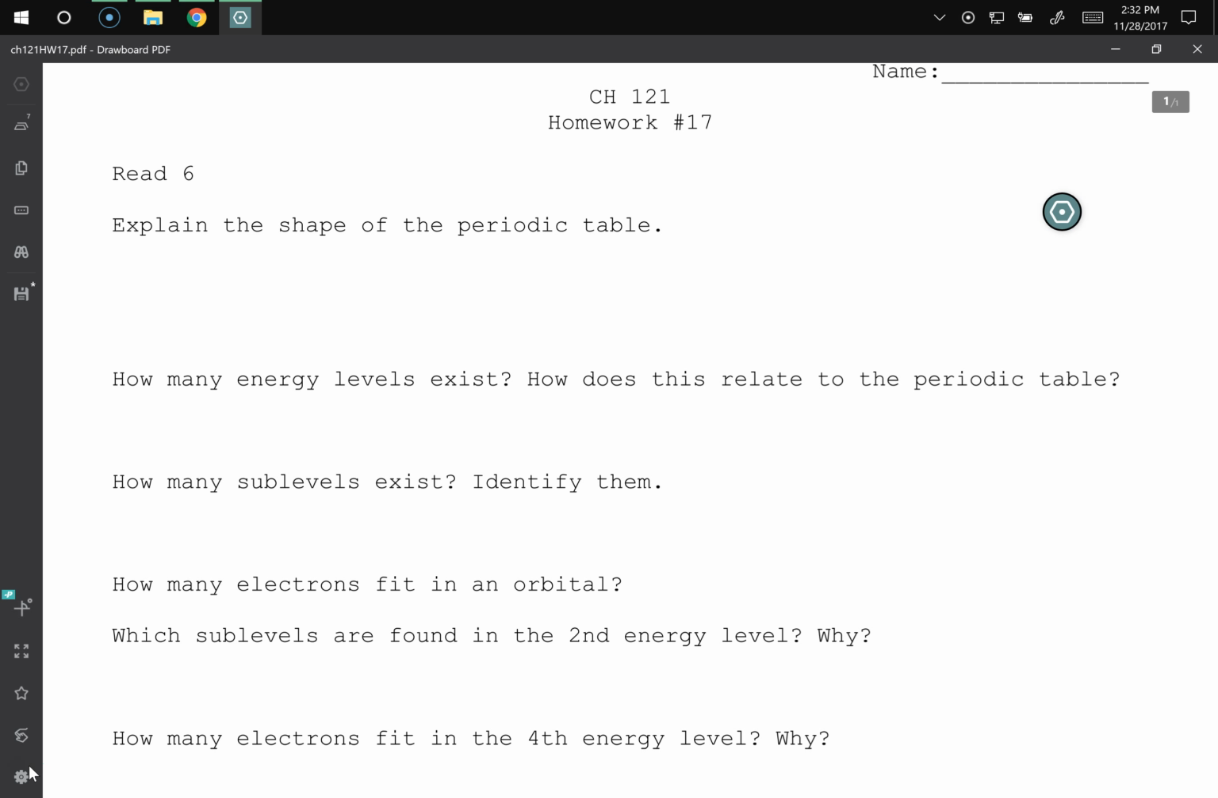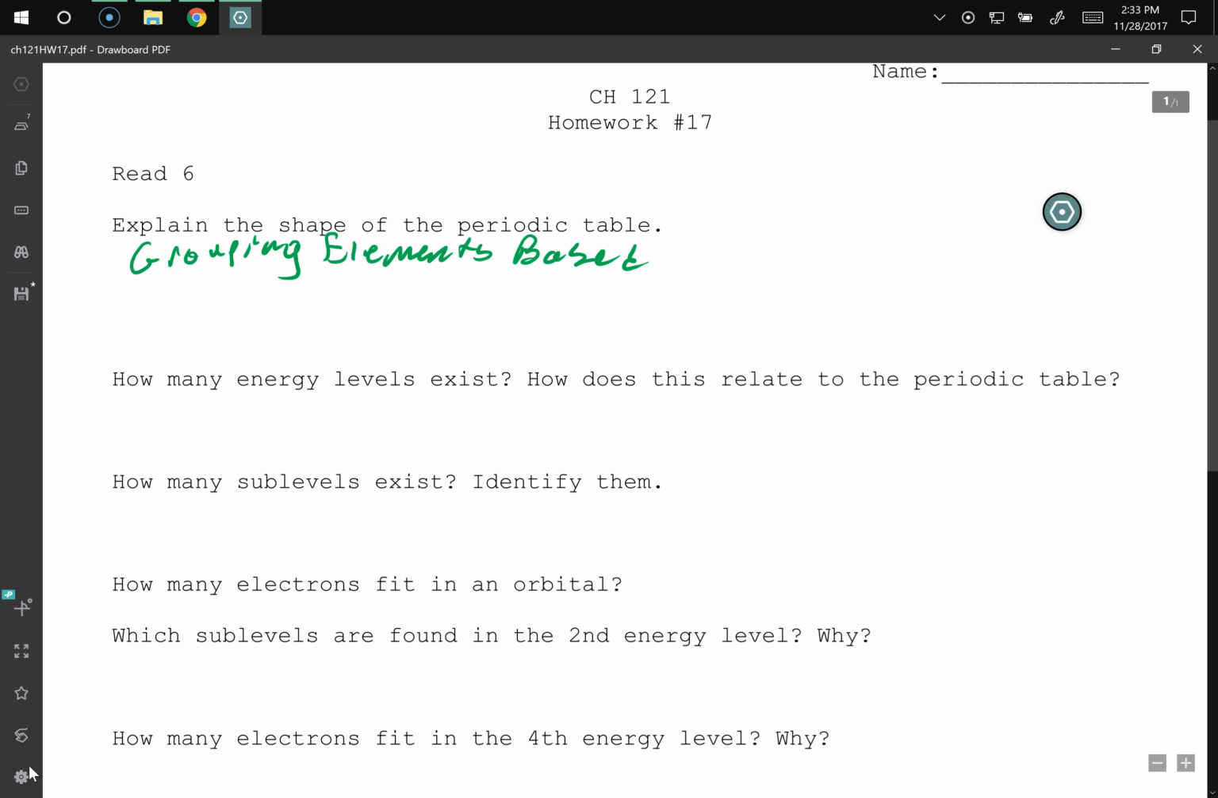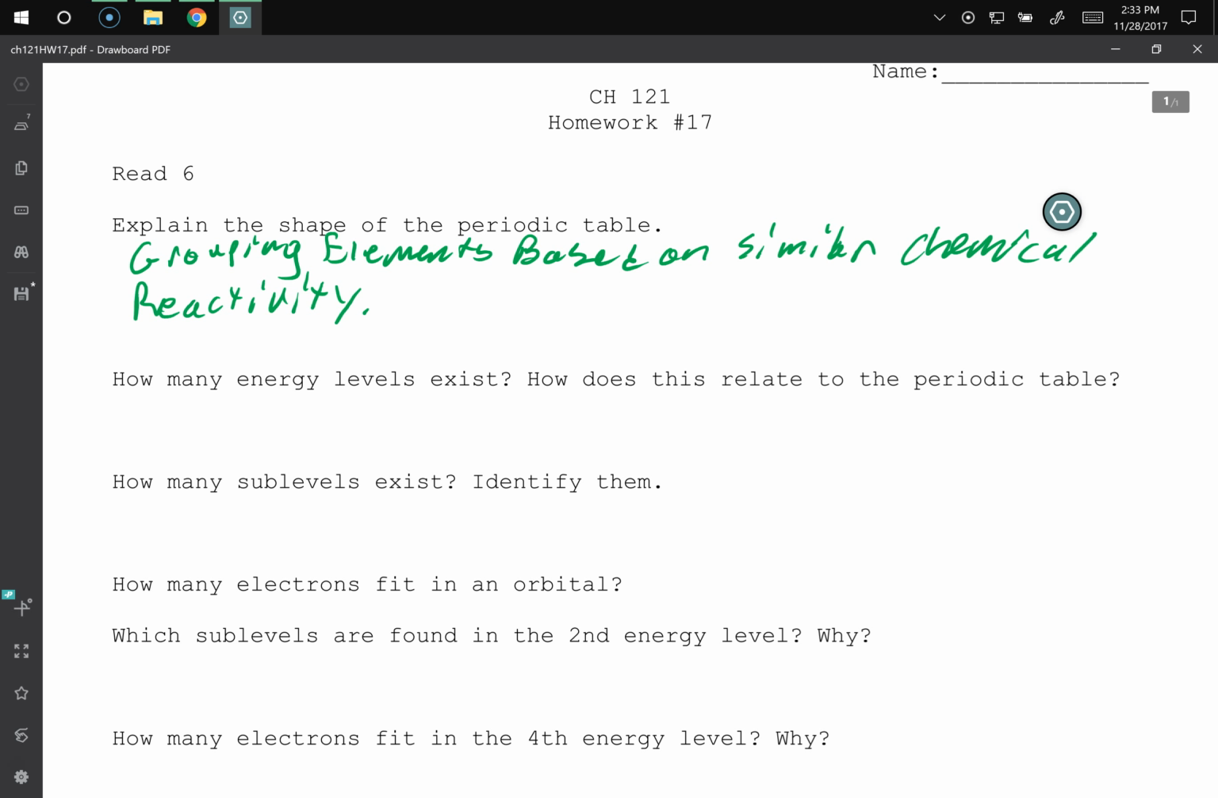I was saying it's based on sorting things by their similar properties. Okay, so grouping elements based on similar chemical reactivity. If you're in the same family or the same group, meaning the same column, then you react similarly to everybody else in that column.